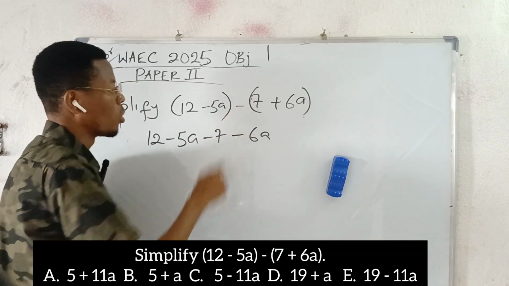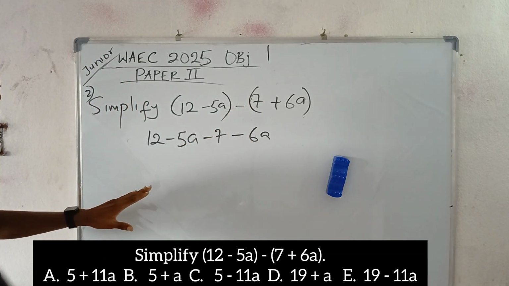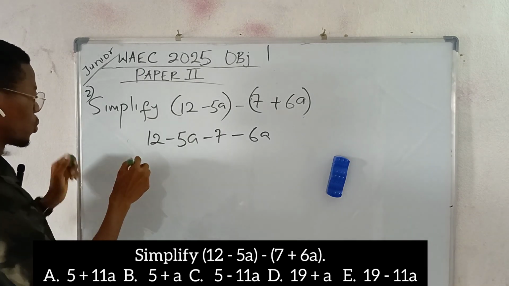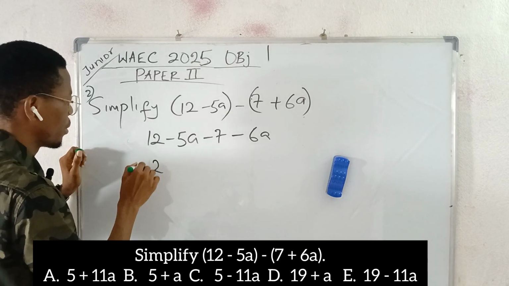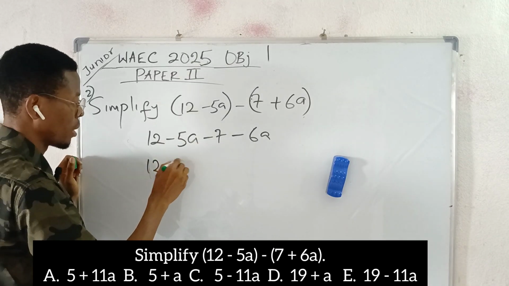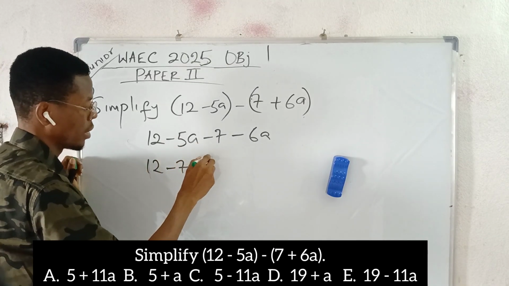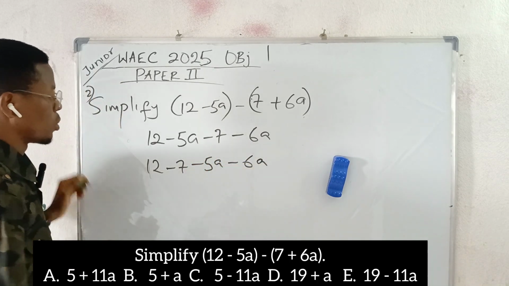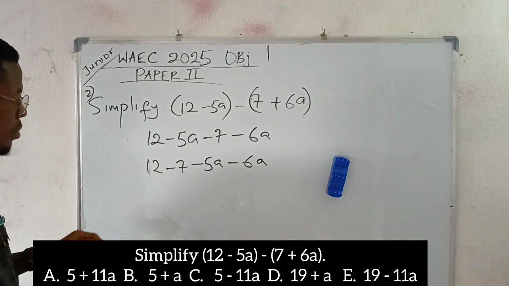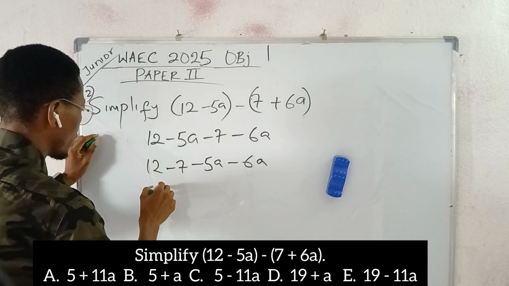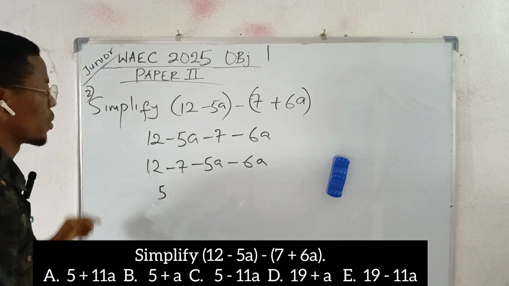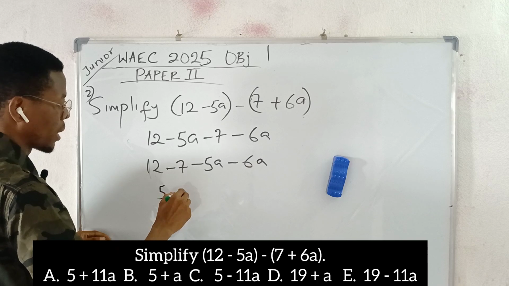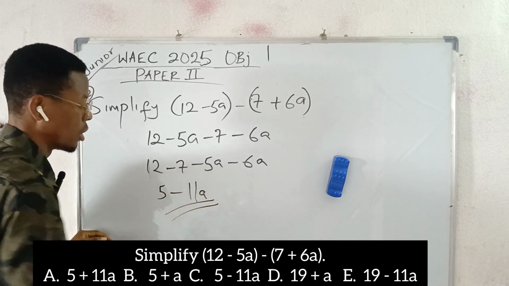All right. Then what do we quickly do? From here we collect our like terms. So we bring our like terms together. We have 12, we bring this minus 7, we have our minus 5a, then we have our minus 6a. So 12 minus 7 gives us 5. Then we have minus 5a, minus 6a gives us minus 11a. So this is our answer.